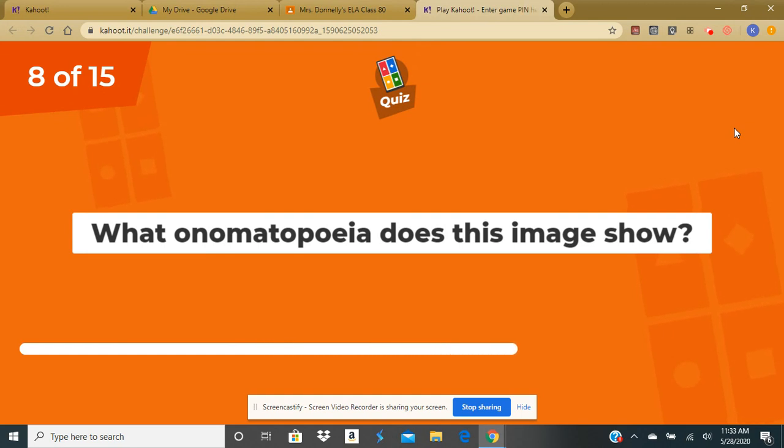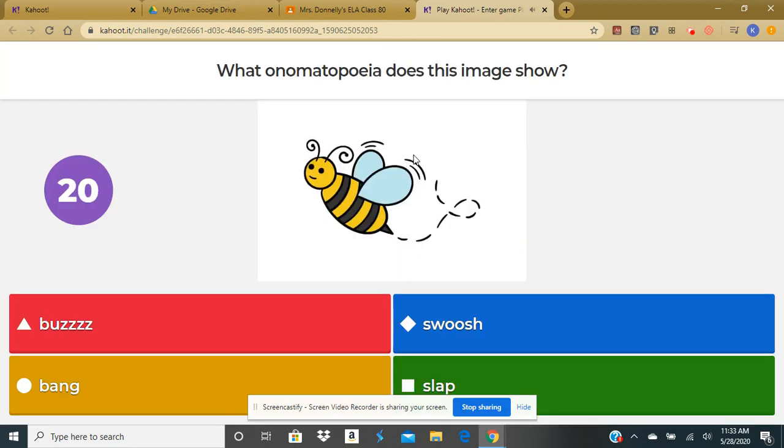What onomatopoeia does this image show? Oh, so we have a bee. We got buzz, bang, swoosh, and slap. So a bee makes a buzzing sound. So the answer is buzz.